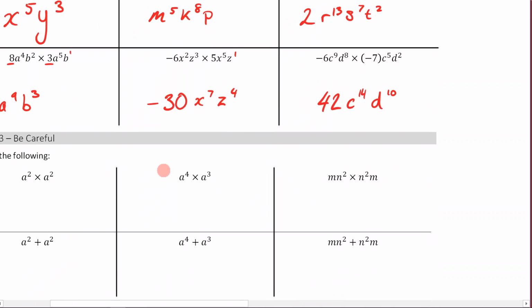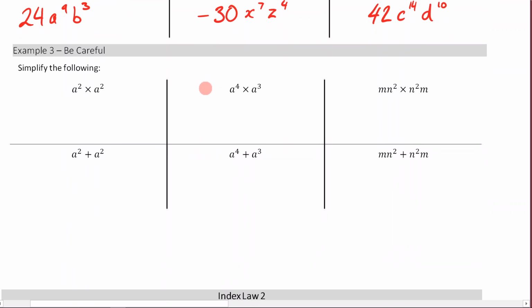Now, before we move on from index law 1, I just finally want to end on this example 3 here, and I've called it be careful. Lots of people make a mistake here. So if you're given this, you know you're going to be using index law 1 because you're multiplying 2 terms with the same base. So it's going to be a to the 4 because 2 plus 2 is 4. But if you're given a squared plus a squared, what you would say is, well, these are 2 like terms, so it's 2a squared. You don't do anything with the powers here. So make sure you know the difference when you're multiplying and when you're adding.